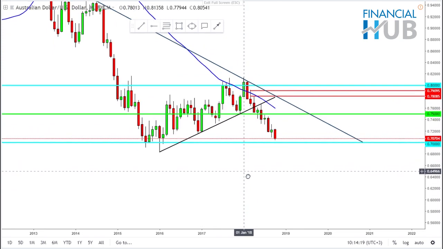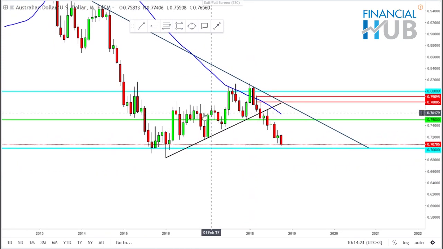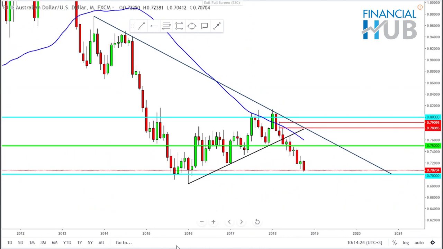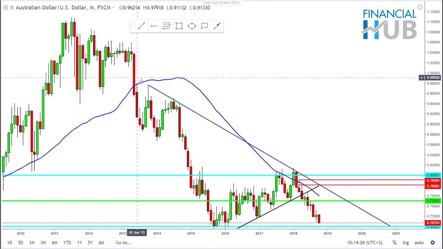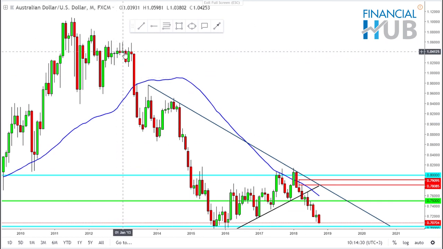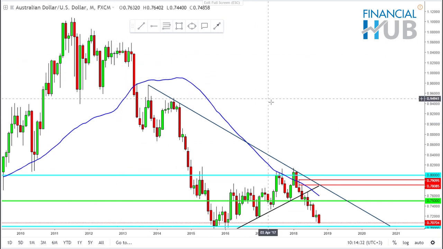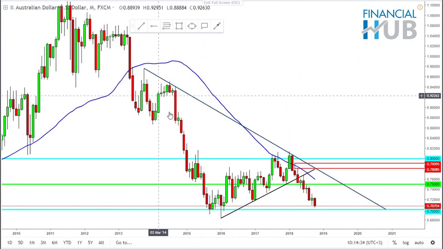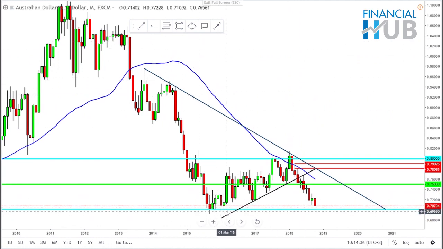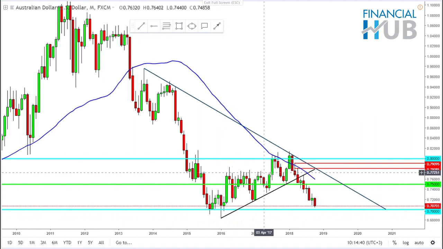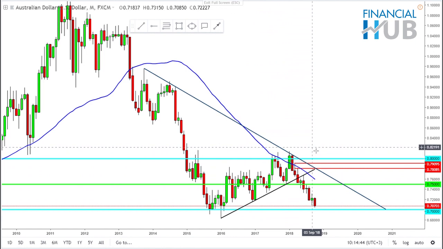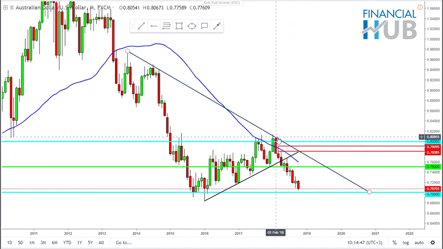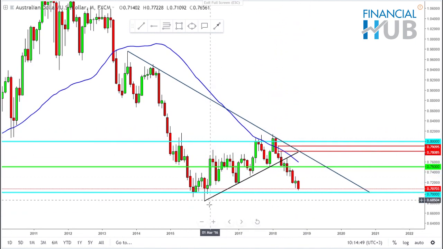So as you can see, the overall trend has been a downtrend ever since around up here, which was around 2012, and we had this beautiful downtrend, and we came and found base around here, which was around early 2016, and ever since we've had a 2-year bull trend till 0.8000. And since the beginning of this year, we had this beautiful downtrend.